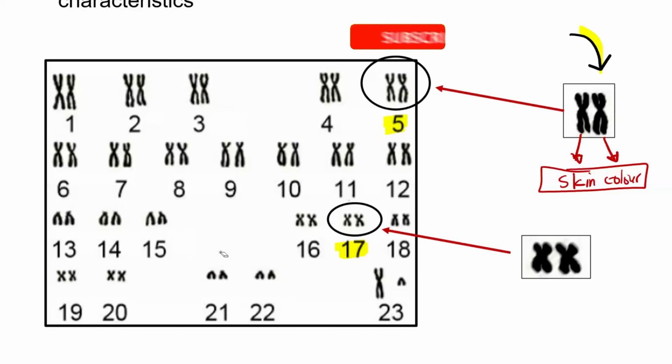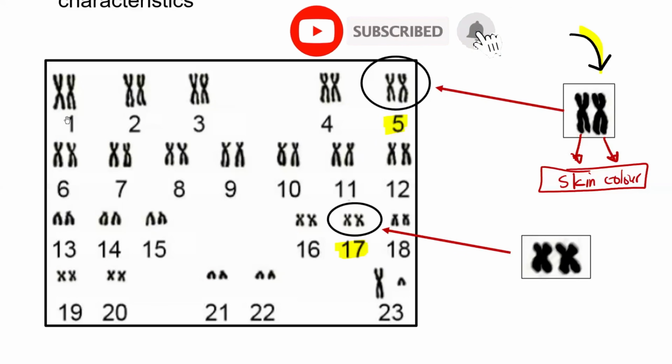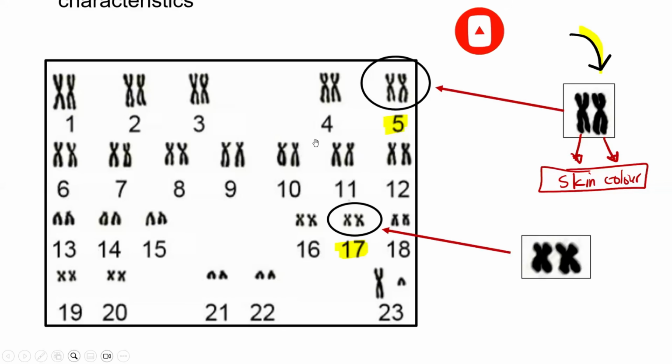Yes, each and every pair, guys. From pair number 1, pair number 2, pair number 3, pair number 4, pair number 5, until pair number 22, all the chromosomes look alike, like the chromosomes on the same pair. They look alike, they're the same shape, same size, and they code for the same characteristics. But on pair number 23, it is not always the case. They only look alike when it's a girl.